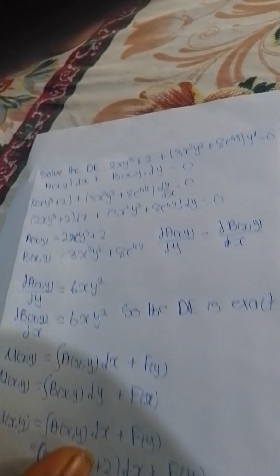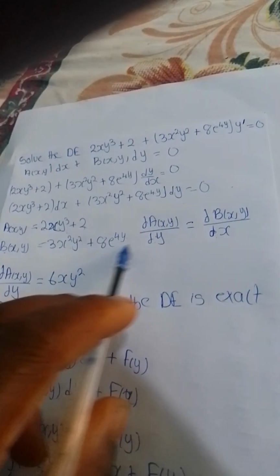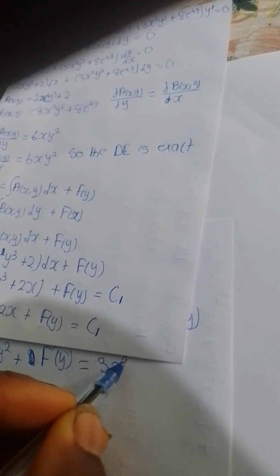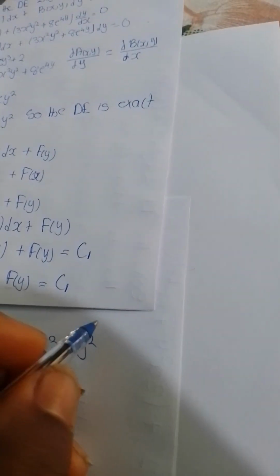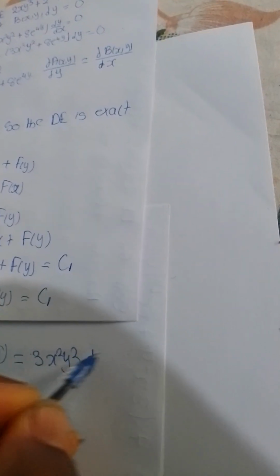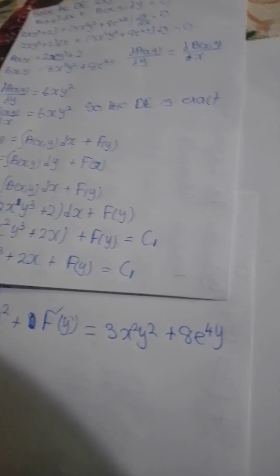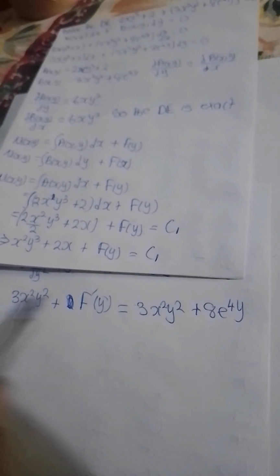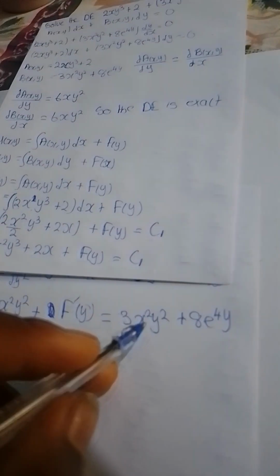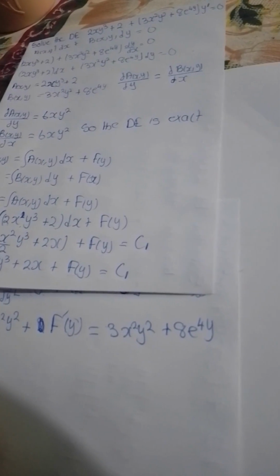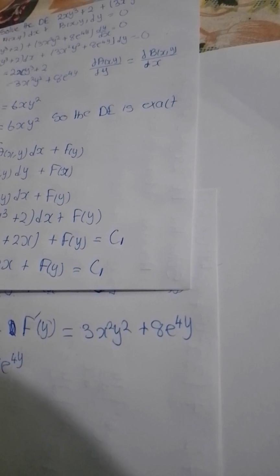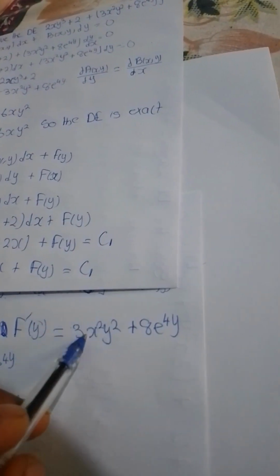Initially, I obtained b of xy to be equal to 3x squared y squared plus 8 exponential to the 4y. So from here I can simplify. There is 3x squared y squared on both sides, so this and this will cancel off. I send it to the other side and they subtract. I have f prime of y to be equal to 8 exponential to the 4y.